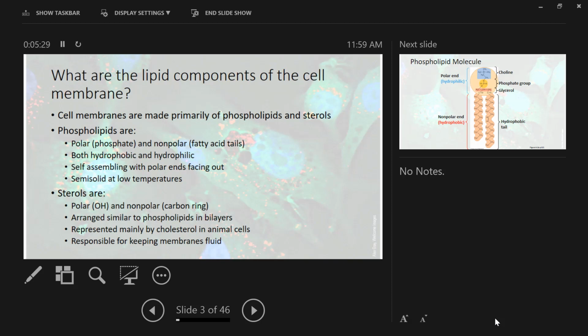And when you hear fluid, you can't just think water. That is only one type of fluid. Okay? Fluid is just anything that's not solid. Okay? Liquids are fluid, gases are fluid, even gels are fluid.